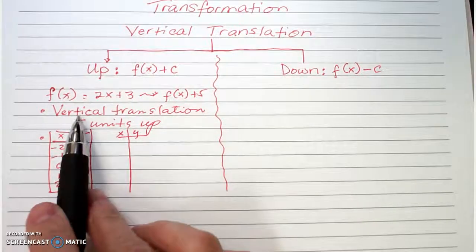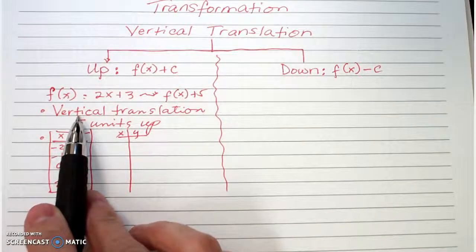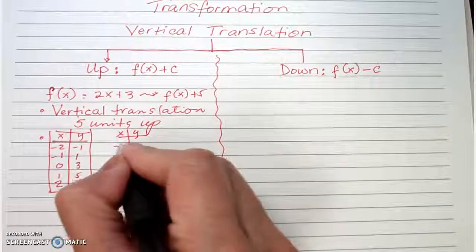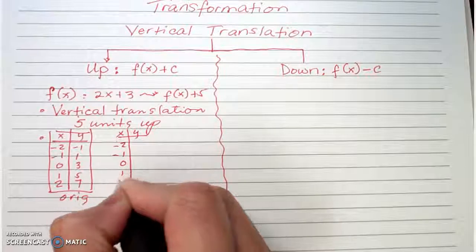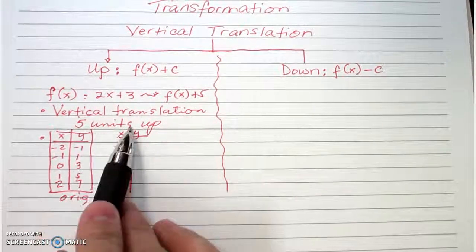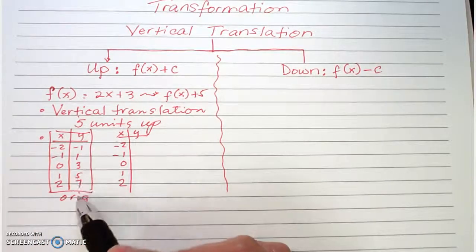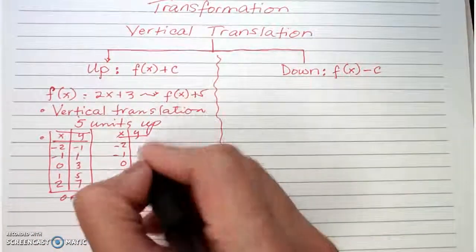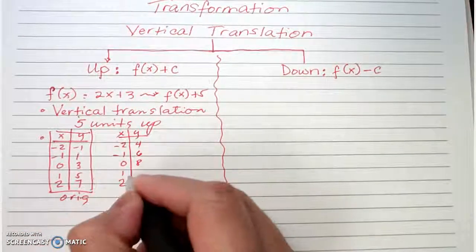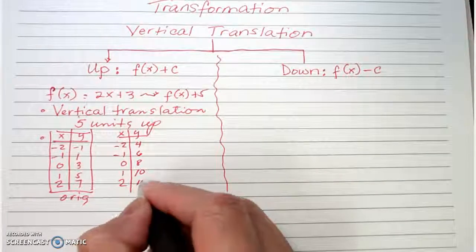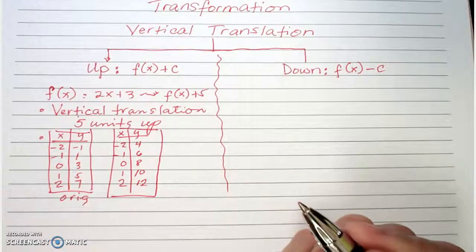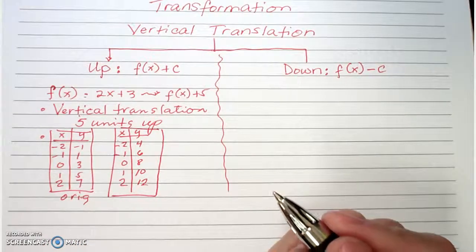Let's look at this. It says vertical, which means that all the y values are affected, not the x. So therefore, the x will stay the same, -2, -1, 0, 1, 2. And your y will be translated 5 units up, meaning to say you're going to add 5 to all of them. Adding 5 to that gives it a 4, that becomes a 6, this becomes 8, this becomes 10, and that becomes a 12. This table now represents your new or translated function.